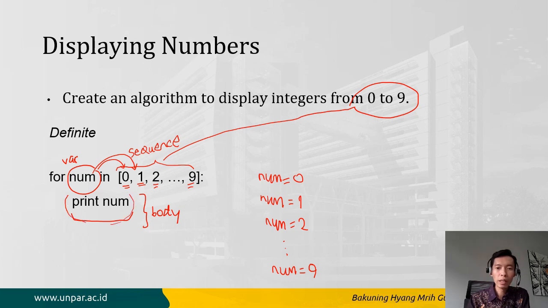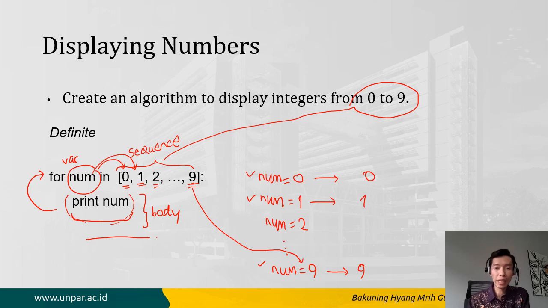So let's say it picks the value 0, it will print 0 on the screen, and then it will return to this command here. It will pick the number 1 and then print that number. Up to the very end, it will pick the number 9 from the sequence, and then it will print that number, and then this will end here because the sequence has also ended. That's how we view this problem as a definite loop.